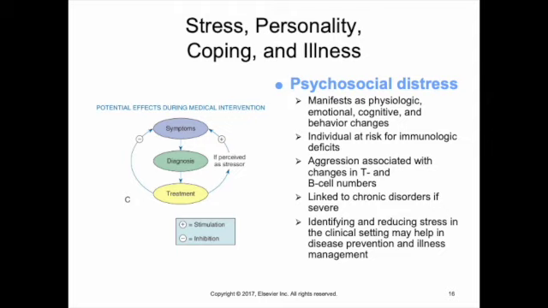Chronic disorders, if we don't address this stress, and now the psychosocial distress is heightened, this has also been linked to chronic disorders and increased the severity of these chronic disorders, because what we're getting is increased states of inflammation and a dysregulation of that immune response. If we can identify and reduce the psychosocial distress in a clinical setting, then we can help, as nurses and as nurse practitioners, to play a role in disease prevention and illness management.